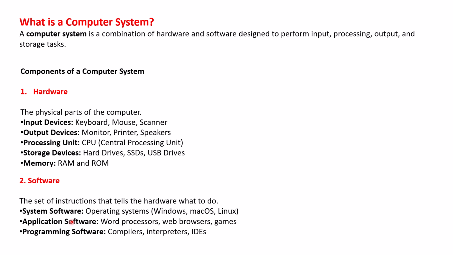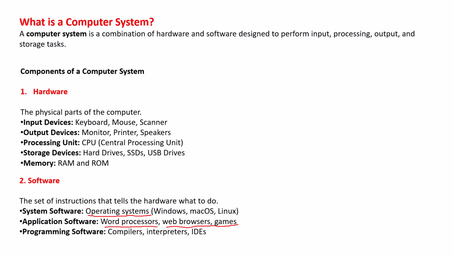Software may be system software, application software, or programming software. System software is already built in, that is, the operating system. Without an operating system we can't install other software, right? So this is system software. Coming to application software, whatever we want, we can install ourselves, and that is called application software.